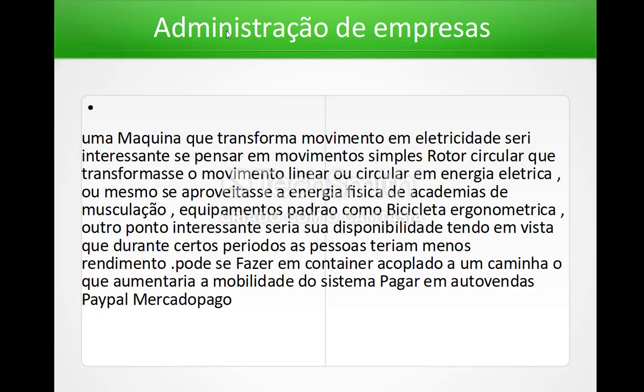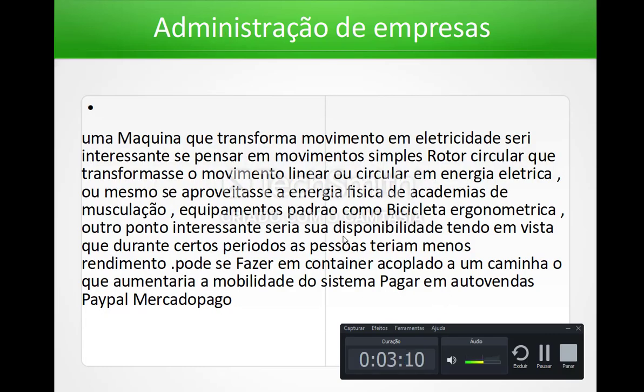Another interesting point would be its availability, considering that during certain periods people would have less income. It can be done in a container attached to a pallet, which would increase the mobility of the system. Paying at PayPal, Mercado Pago.